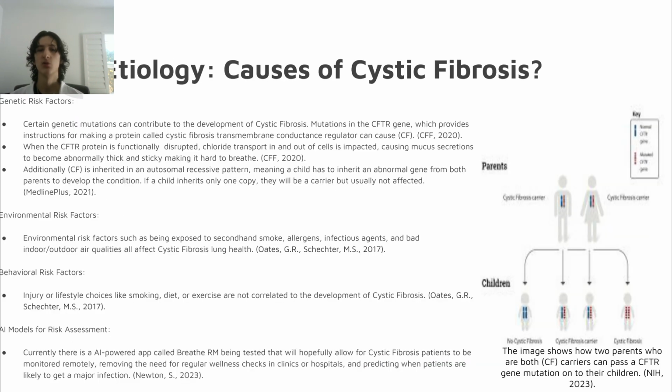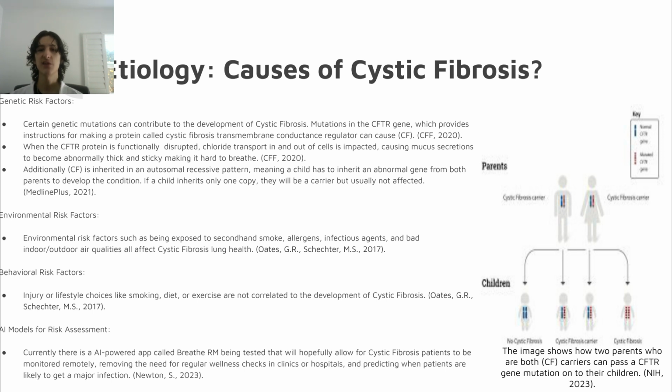Taking a look at slide 3, we'll take a look at the genetic, environmental, and behavioral risk factors associated with the causes of cystic fibrosis. To begin, certain genetic mutations can contribute to the development of cystic fibrosis. Mutations in the CFTR gene, which provides instructions for making a protein called cystic fibrosis transmembrane conductance regulator, can cause CF. When the CFTR protein is functionally disrupted, chloride transport in and out of the cells is impacted, causing mucus secretions to become abnormally thick and sticky, making it harder to breathe.